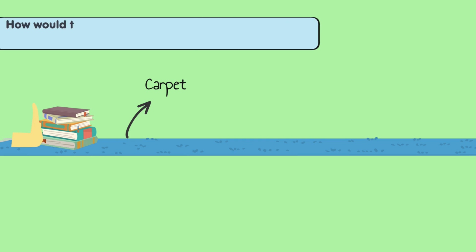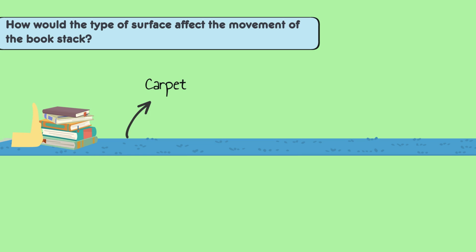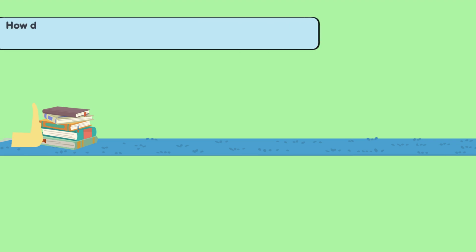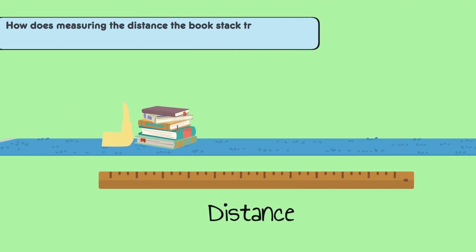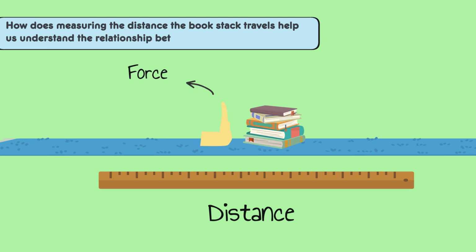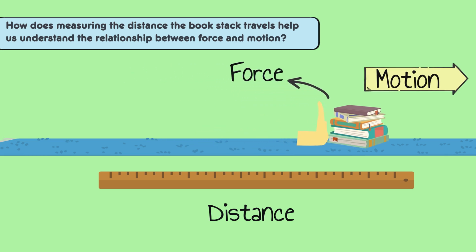The following are guiding questions to help us think through the answer choices. Answer choice A. How would the type of surface affect the movement of the book stack? What does this tell us about friction and resistance? B. How does measuring the distance the book stack travels help us understand the relationship between force and motion? What can this reveal about the force applied?